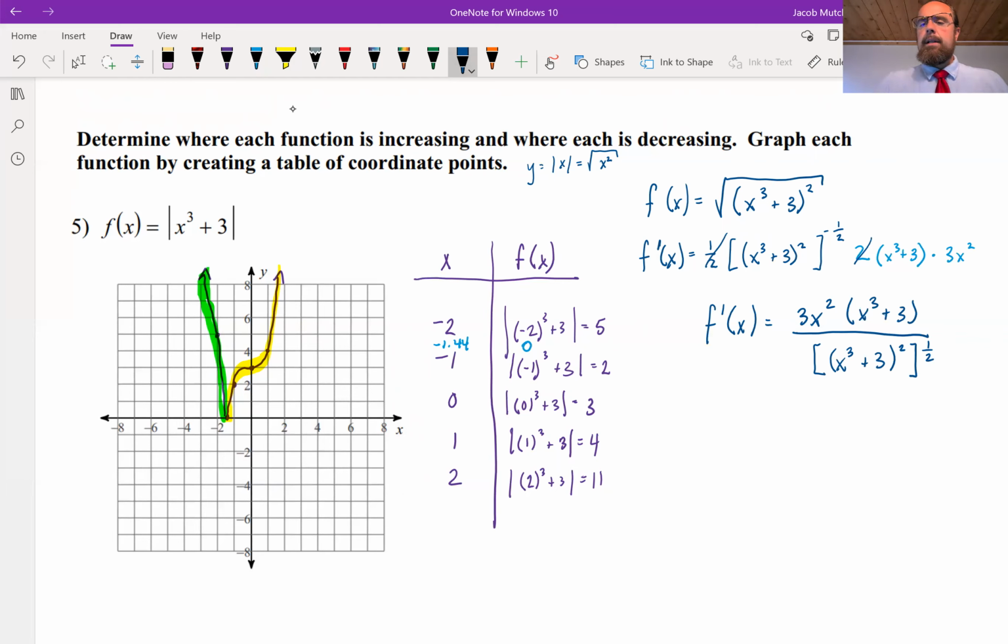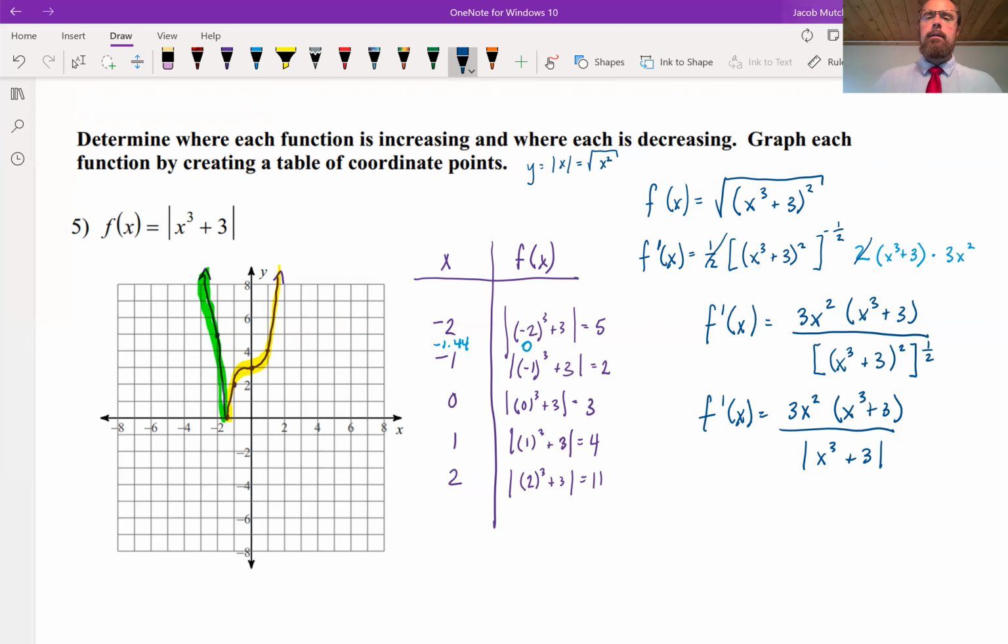But then here at the end, I need to then convert this back over so that it is equivalent to the absolute value. So the numerator is not changing, 3x squared times x cubed plus 3, but now over the absolute value of x cubed plus 3. So that's our derivative. Let's go write that down and let's get a table from Desmos.